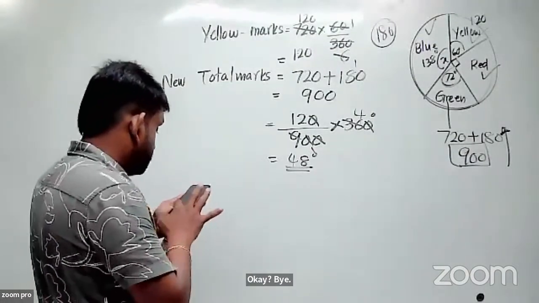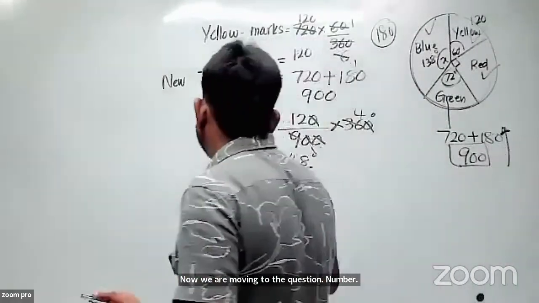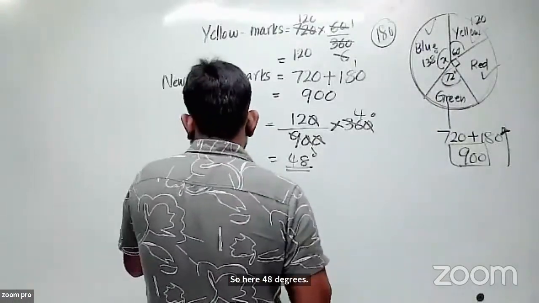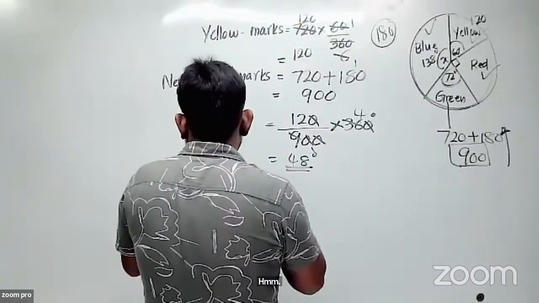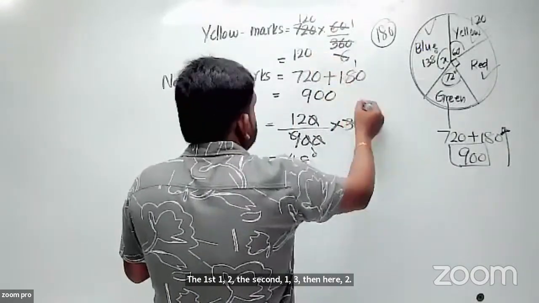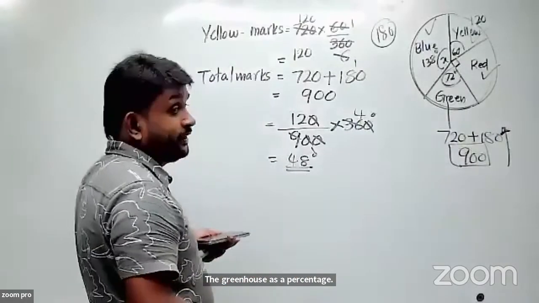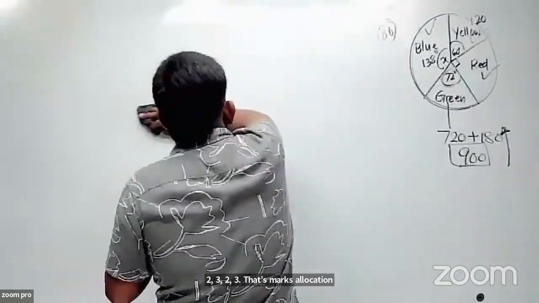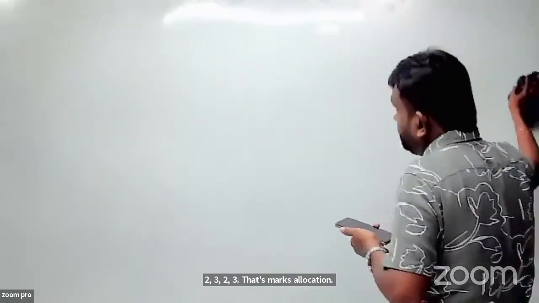Now we are moving to question number 4. See question number 4. So here 48 degrees, right? So how are the marks allocated? First one 2, the second one 3, then here 2, the greenhouse as a percentage 2, and the last one 3. 2, 3, 2, 3. That's the marks allocation. So this is a good question, right? A thinking question on pie charts.